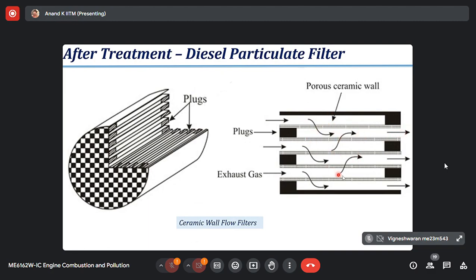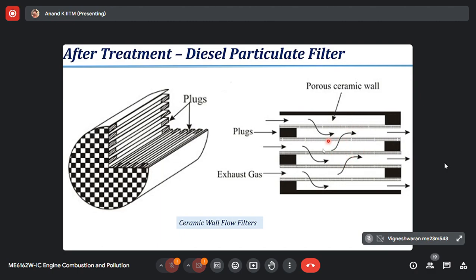So all the particles will get collected here, and it's a ceramic material which has a very high melting point. It won't melt because, as I will talk about in regeneration, you are dealing with high temperatures. So it should not melt or expand under those conditions. That's why we use a ceramic material here. Also, to increase surface activity, you have a high surface area here. So the particles will get collected.